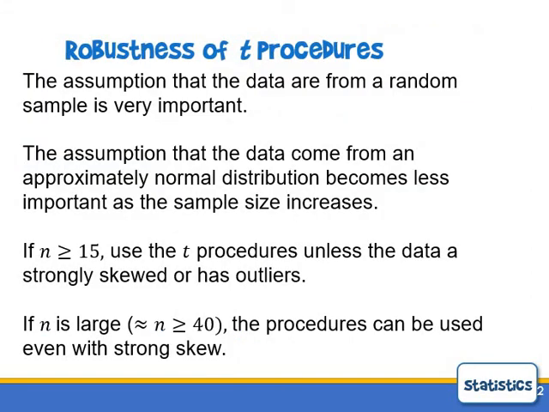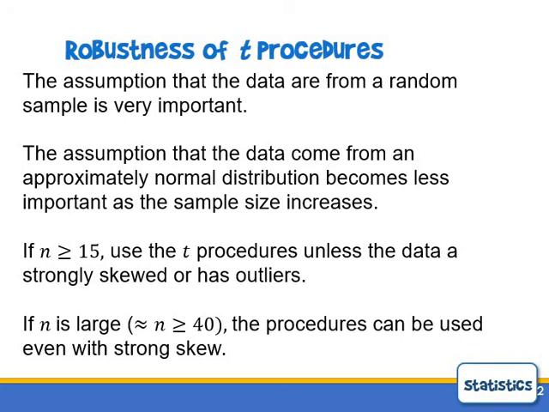And then the last thing that I want to say is the t procedures are quite robust, which means that if you don't meet all of the assumptions, they're still relatively accurate in certain cases. We say a procedure is robust if when you have some small deviations from the assumptions you still get fairly accurate results. You have to have random sampling, okay?